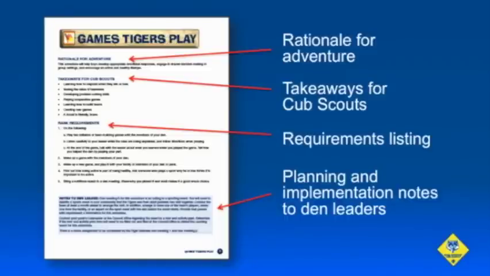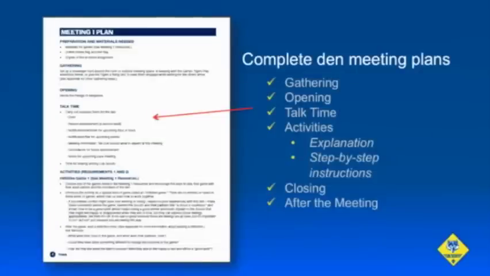The den meeting plan still remains 7 steps. It has been for ages and ages in Cub Scouting. And we know that things that work well are things that we want to maintain. It begins with a gathering activity to connect the boys one by one as they arrive. And it wraps up with a closing and a reflection for the leader after the meeting to see what went well and to prepare for the next den meeting. One change that's taken place is that we've changed the name of business items to talk time, which makes a lot more sense for the boys in the den.